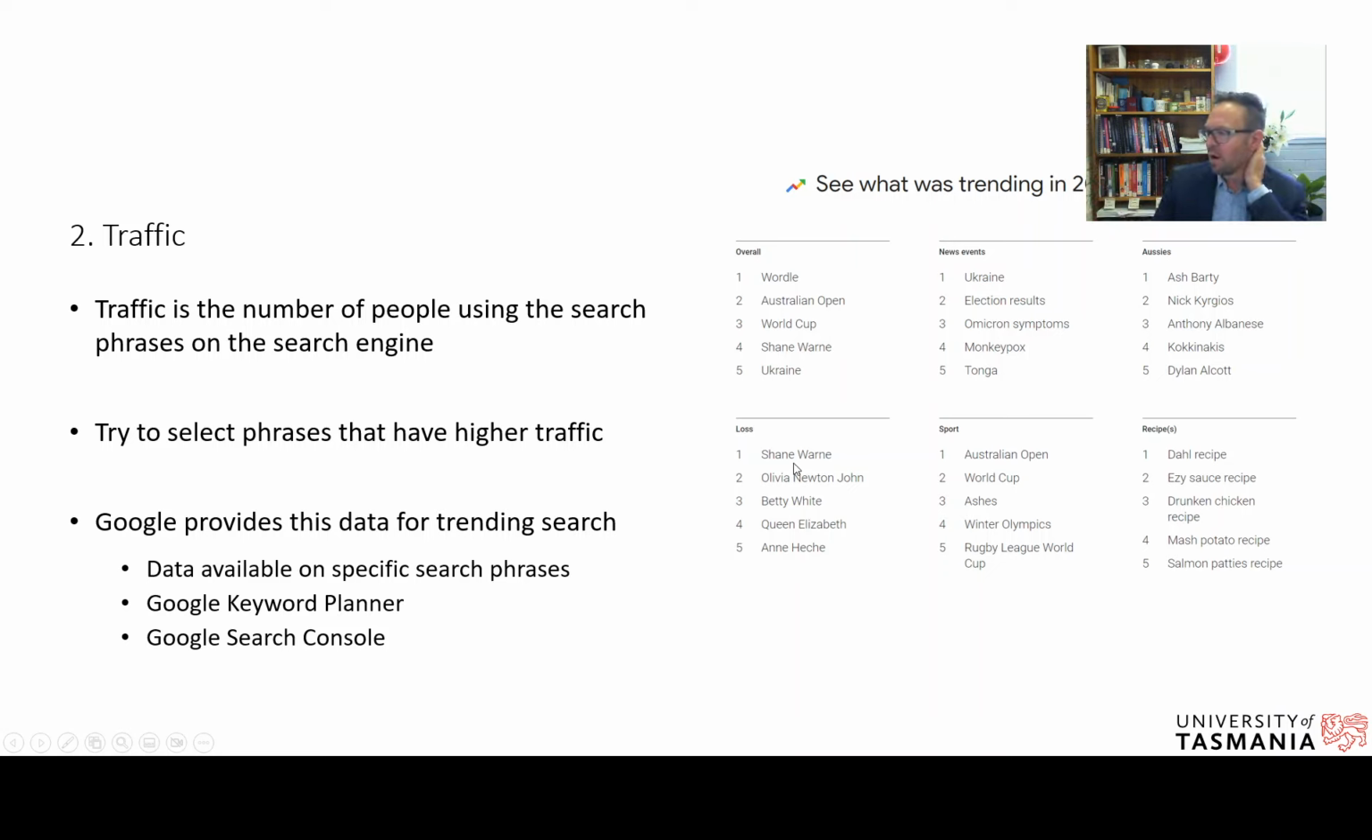But you might go, well, what about for specific types? So people searching for news, what's the number one? And unsurprisingly, that's Ukraine. What about sport? The Australian Open. So it helps us to understand what people are looking for, and the number of people that are looking for that.